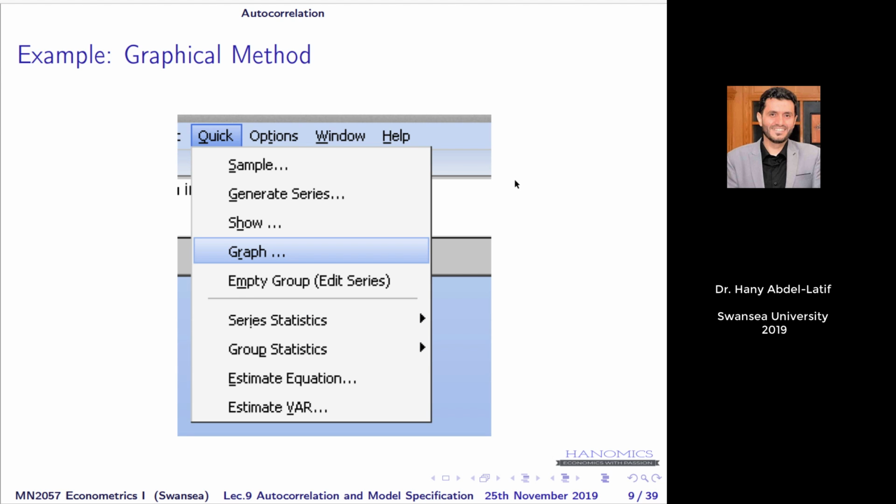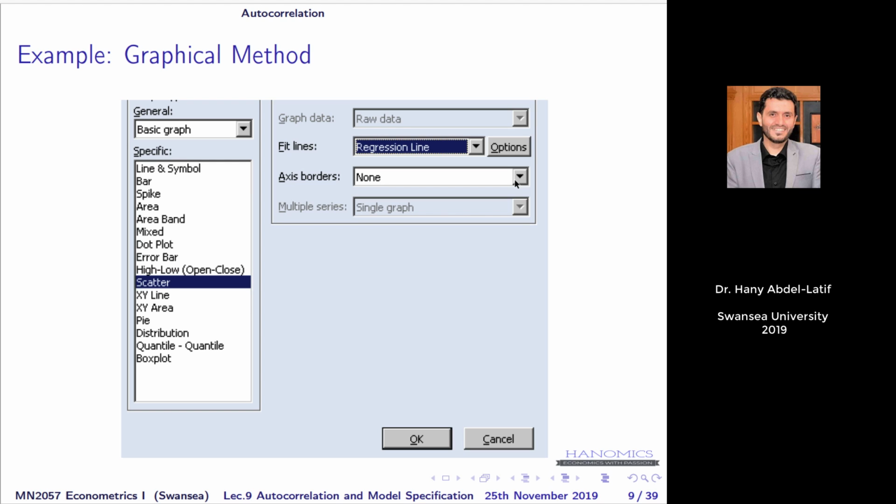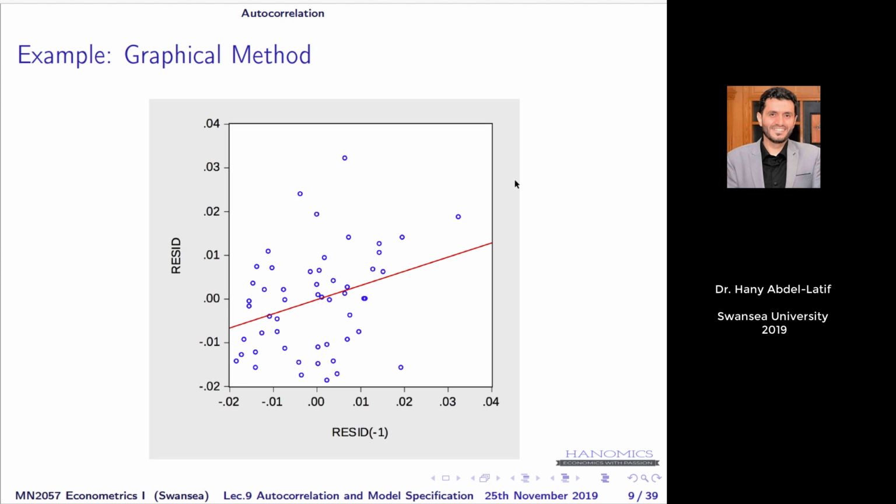So I actually did this by, that's how to graph. I'm sure you're all familiar with how to plot a graph in EViews. So you go Quick, Graph, and then just to show you how to do the residuals, t minus 1 against the residual, you just type resid with minus 1 in brackets. That means the residual in time t minus 1, the last period, against resid, which means the residual in time t. So I'm plotting here residual in time t minus 1 against residual in time t. And then you could just choose scatter and then regression line from the options on the right side. And then here this is what we have.